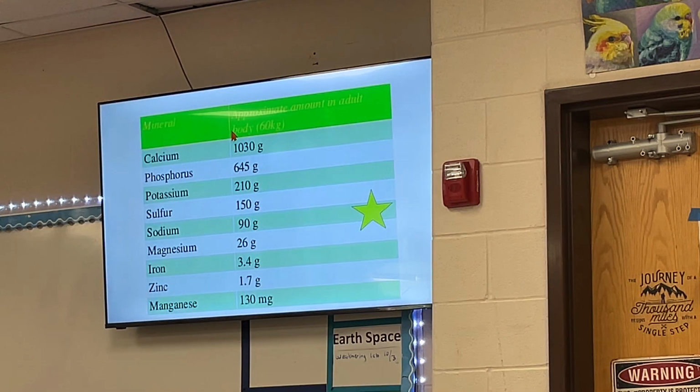So here are some examples. Approximate amount in an adult. Calcium, of course, there's a lot. Same with phosphorus and potassium. But when we get down to manganese, it's milligrams. So all these are grams, and then when we get down here to these, it's milligrams.